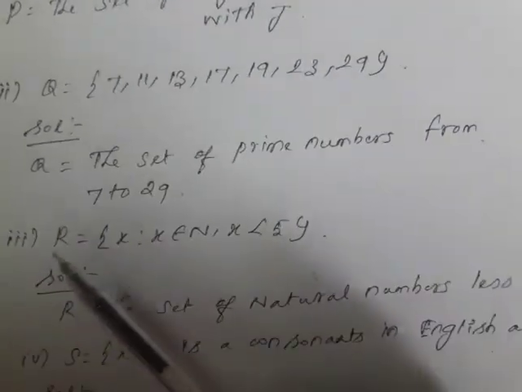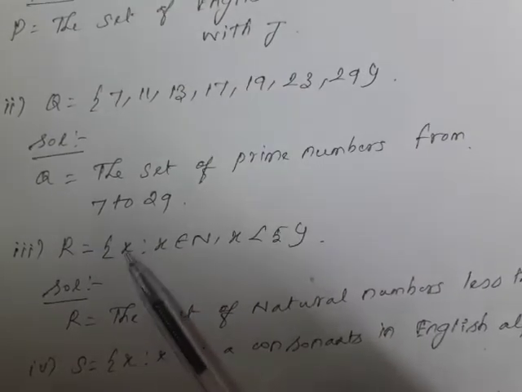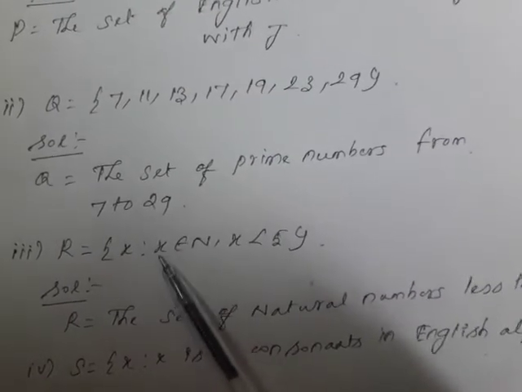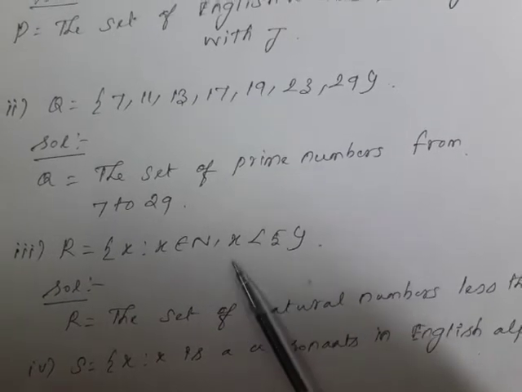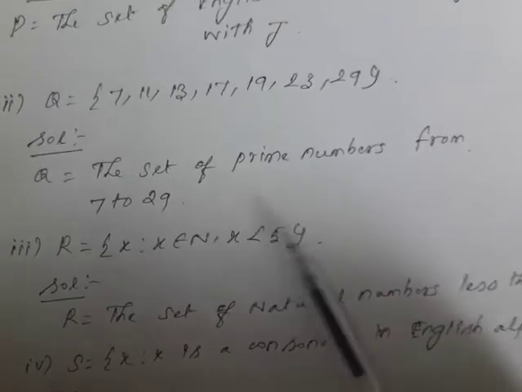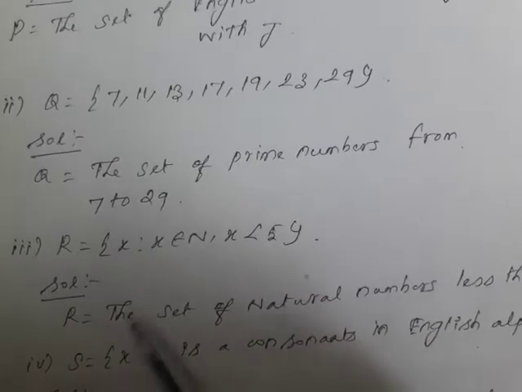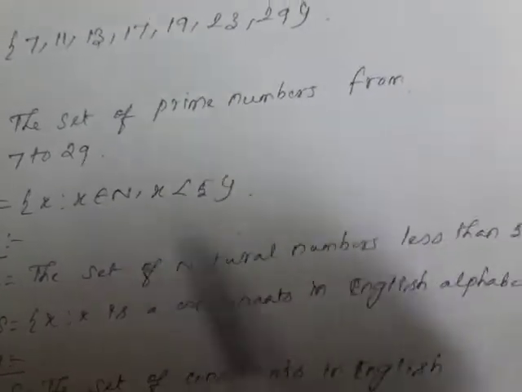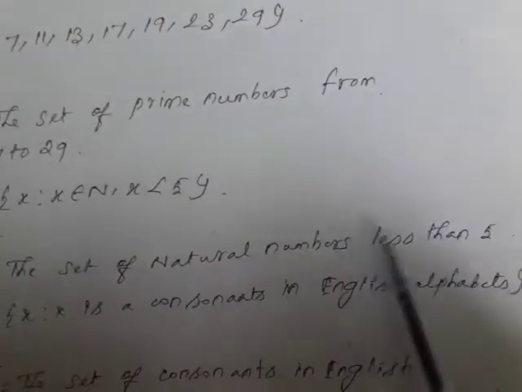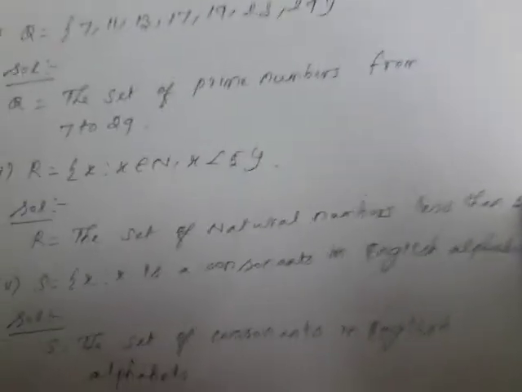The next third question. Set R is equal to x such that x belongs to natural numbers. One condition is also given, x value less than 5. So set R is equal to the set of natural numbers less than 5.